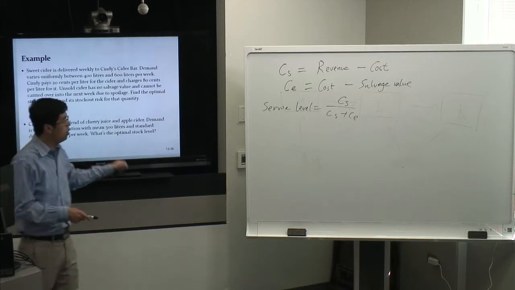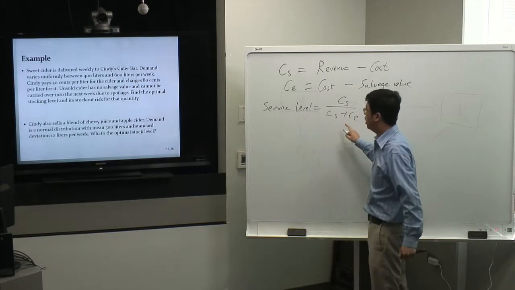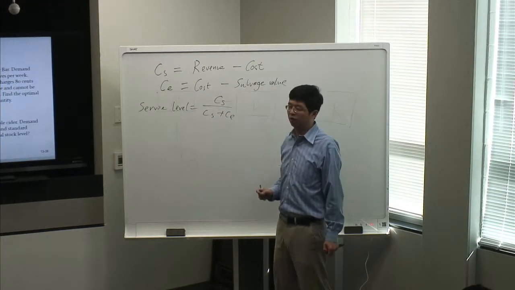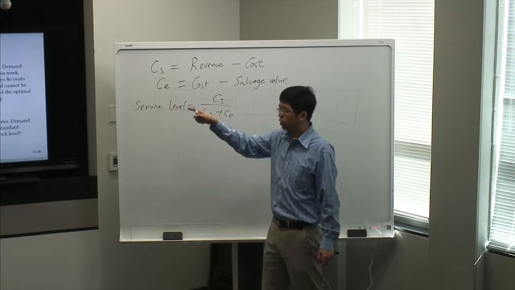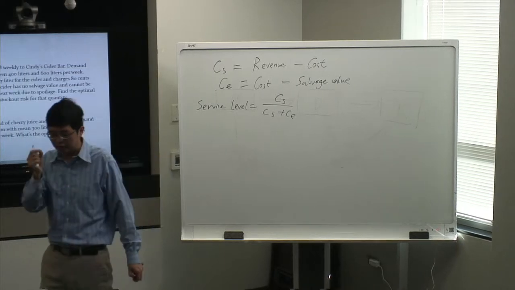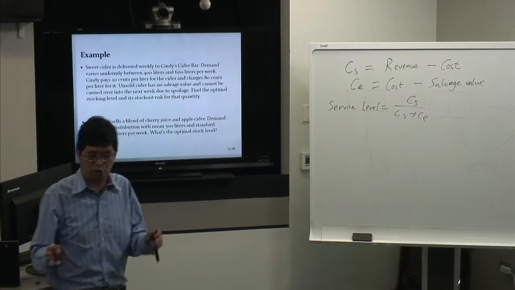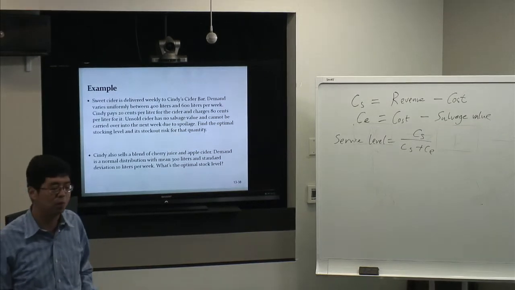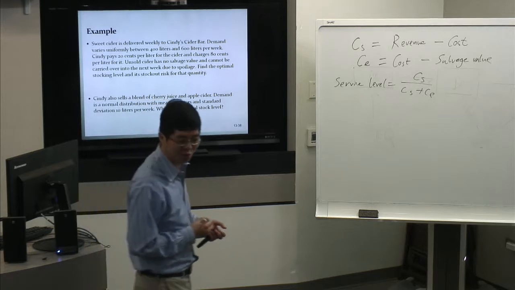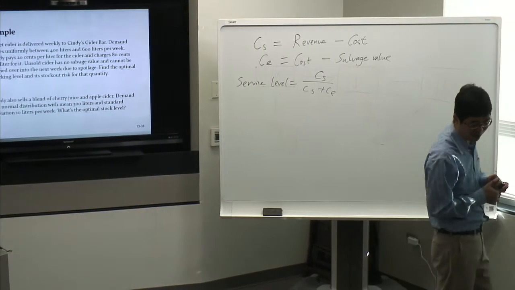Question: find the optimal stocking level and its stock out risk for that quantity. Before you calculate the optimal stock level, you definitely want to calculate the service level first. After you get the optimal service level, then use the uniform distribution to figure out, if the service level is like 90%, whatever number you get, given this demand distribution is uniform, what is our optimal stock level? I'll give you 15 minutes to do this question. I will walk around to help you.